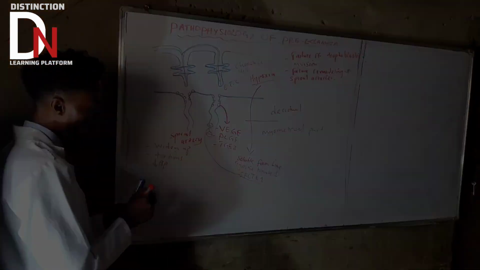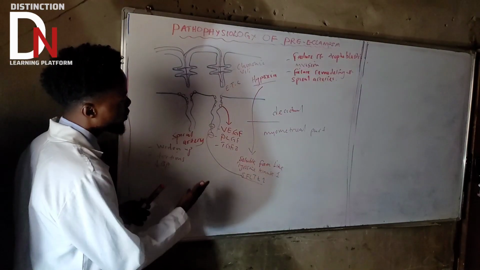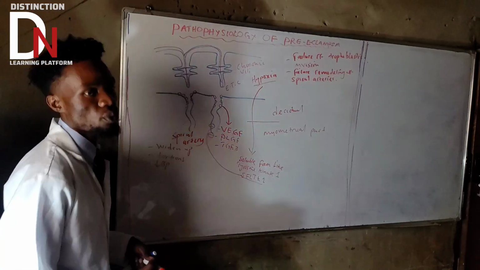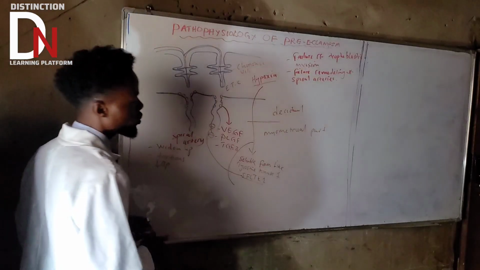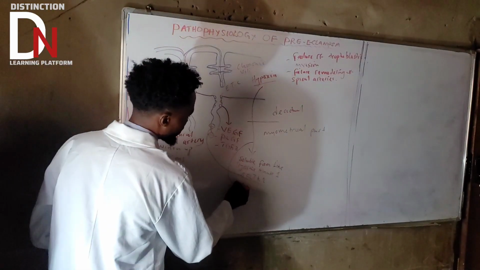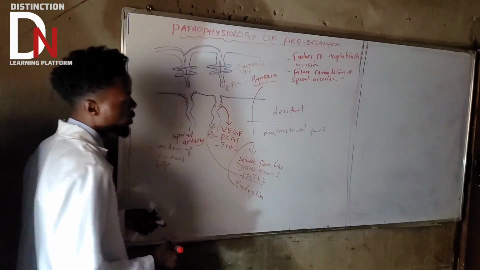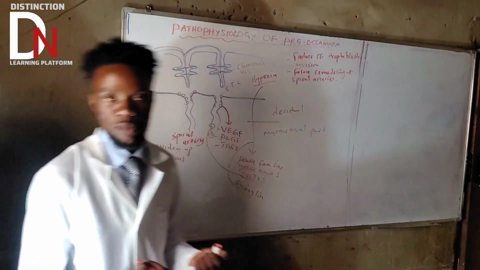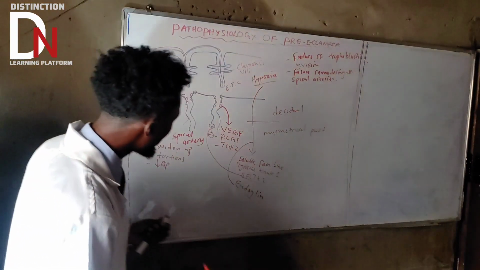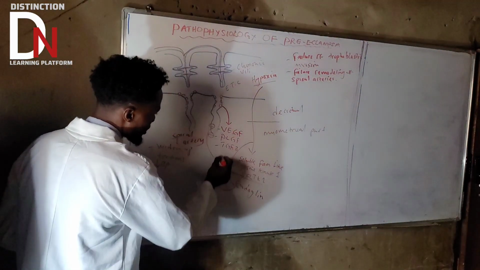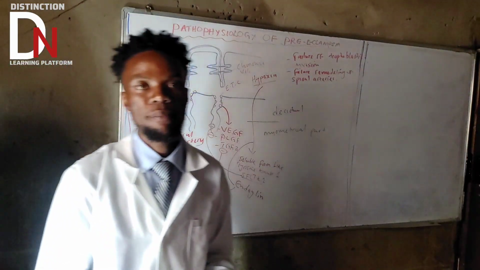What is the other substance that is going to be released because of hypoxia? Apart from the soluble fms-like tyrosine kinase 1, there is also another important one. We call it endoglin. Endoglin is also an important hypoxic substance that is produced by the placenta due to hypoxia. And what is it going to do? It's going to antagonize the transforming growth factor beta.